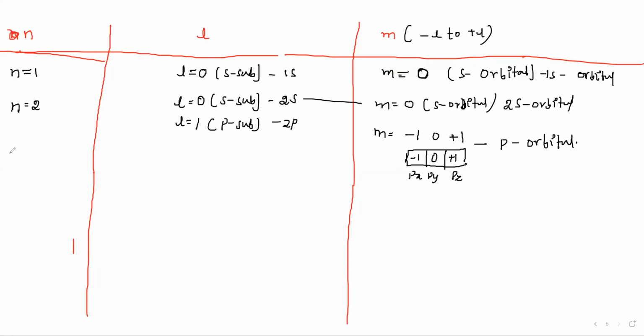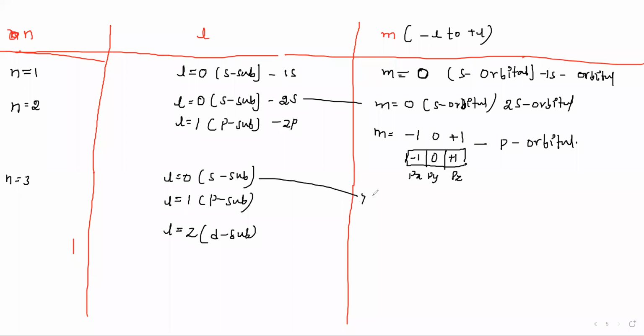One more. If you take n is equal to 3, the possible L values are 0, 1 and 2. If it is 0, S subshell. If it is 1, P subshell. If it is 2, D subshell. If L is equal to 0, the M value is also 0. Obviously that is S orbital.